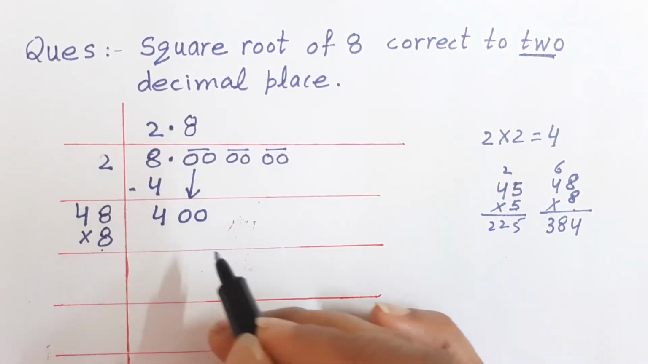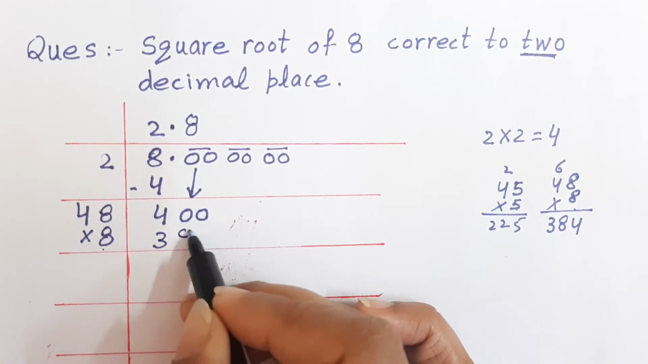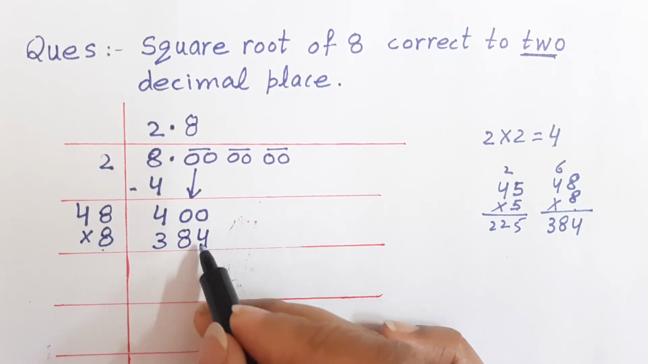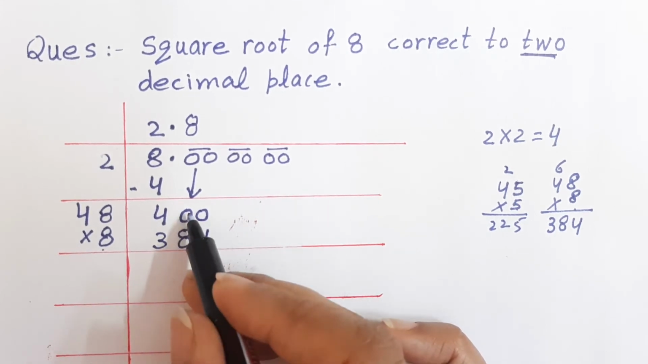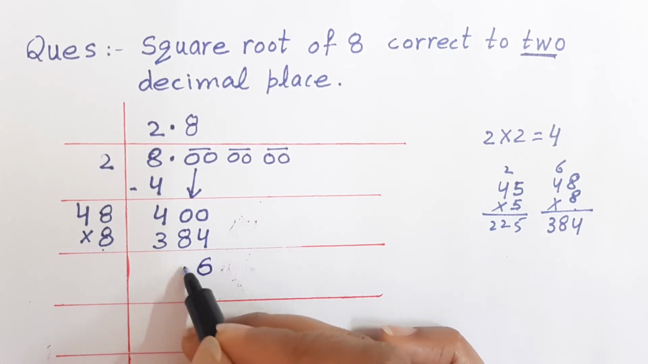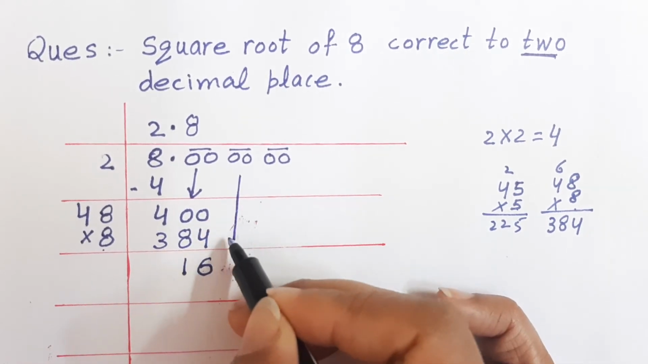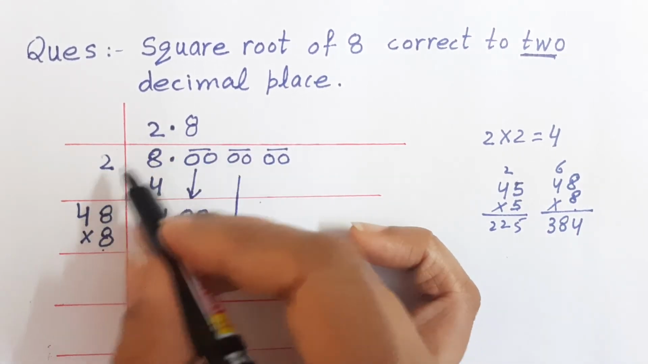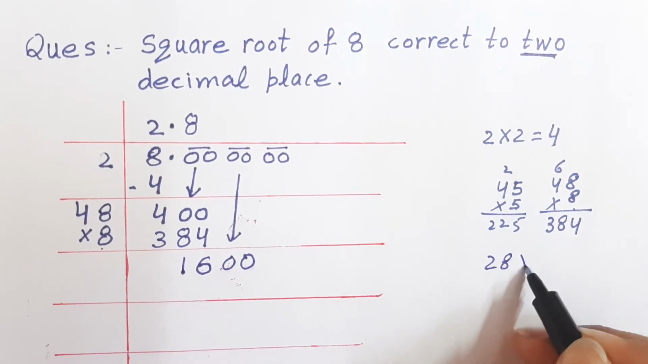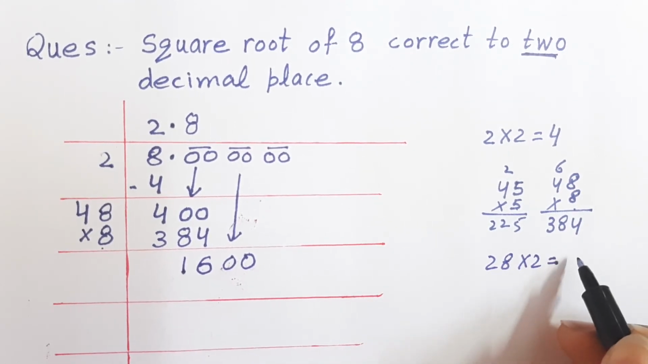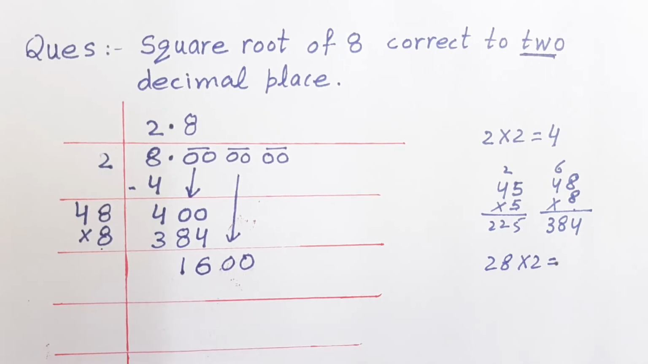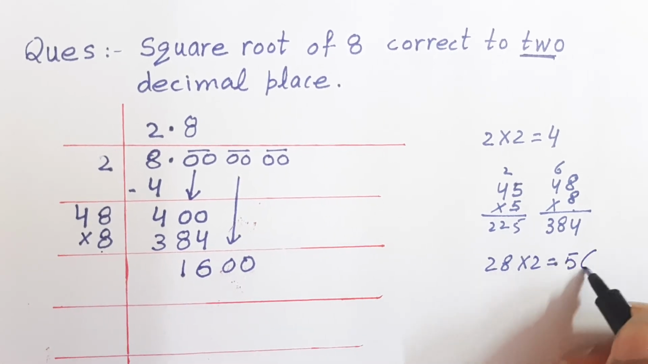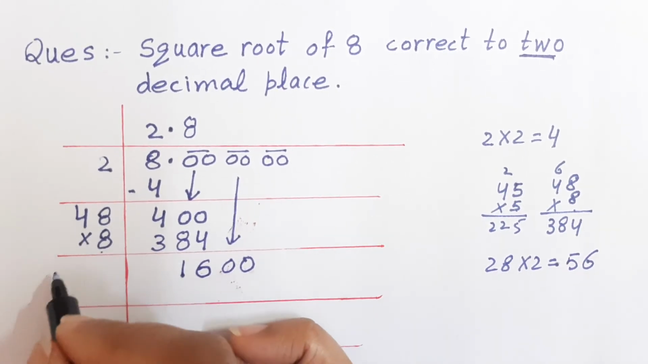Now 48 8s is 384. Now let's subtract the two values. 10 minus 4 is 6. Then 9 left. 9 minus 8 is 1. Now let's take the next pair. And double of the quotient, that is 28 multiplied by 2. That is equal to, yes, 56. Right? So I will write 56 here.